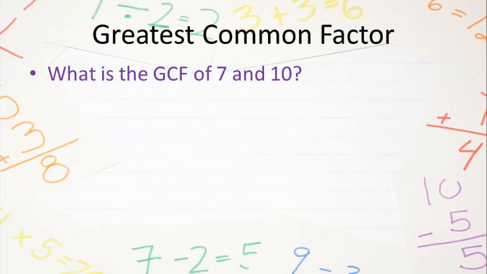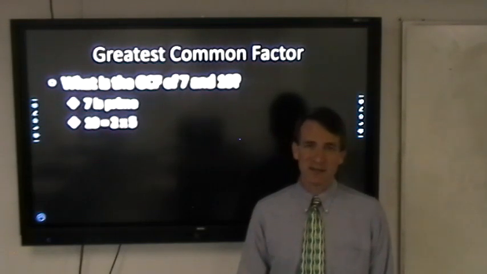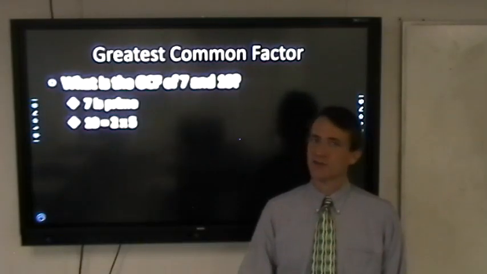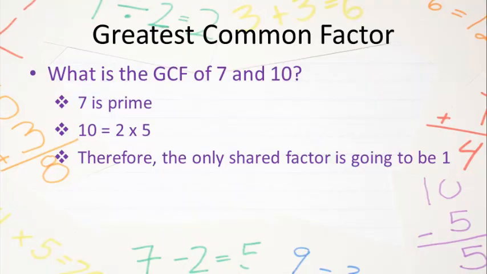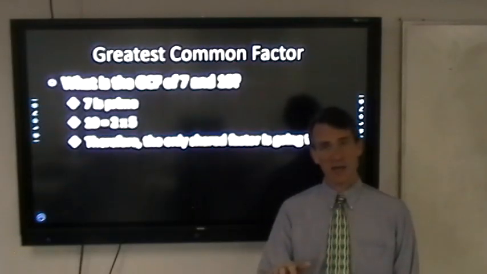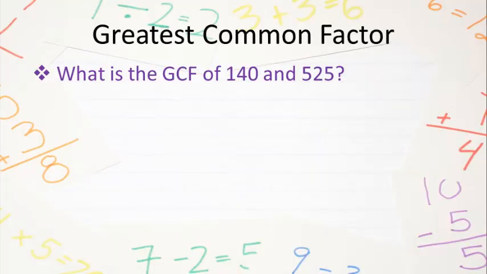What about the common factor between 7 and 10? Well, 7 is a prime number. If I prime factor 10, I get 2 and 5. So I don't have any prime factors that are common to both. So what does that indicate to me? It indicates that the only factor is the factor of all numbers, and that is 1. So my greatest common factor is 1. So if you have two numbers that don't have any common prime factors, the greatest common factor is simply 1.